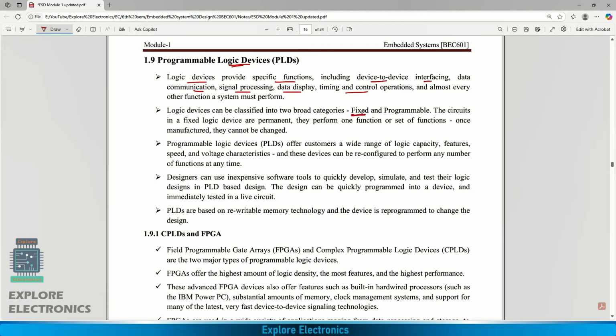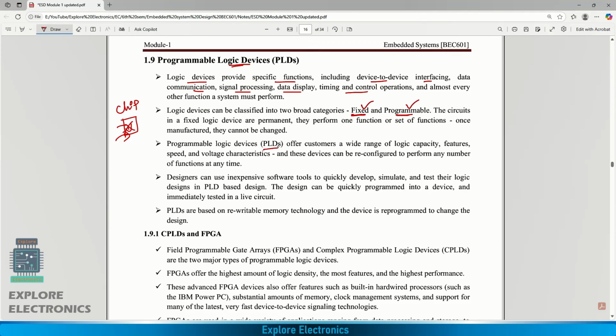One is fixed logic devices, another one is programmable. Let us assume it as a chip. This chip can act as a processor or anything. We can program it once, that we call fixed-time programmable. Another chip, we can erase it and program the software again, that will be called programmable.